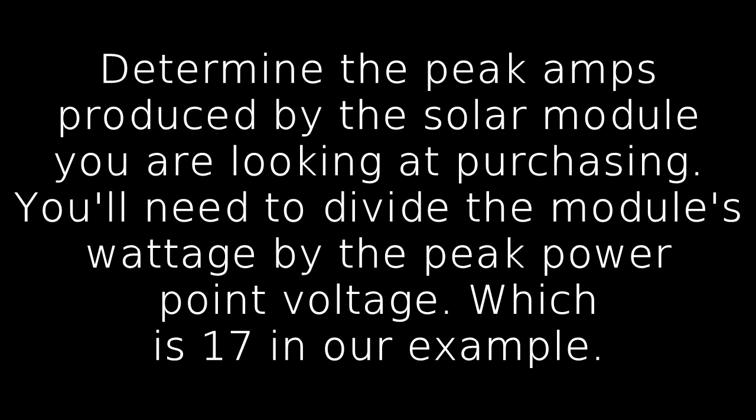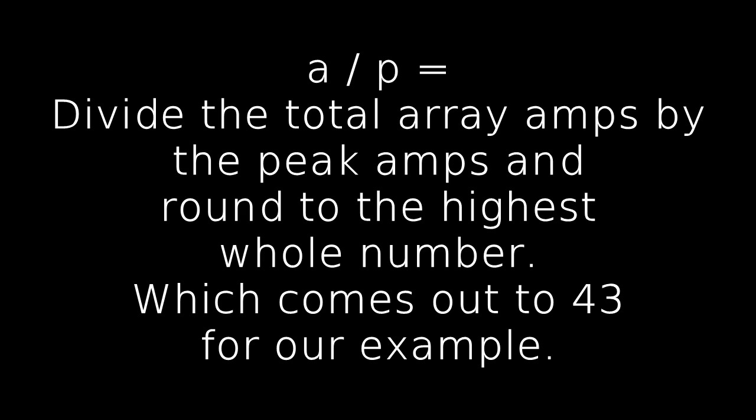Determine the peak amps produced by the solar modules that you are looking at purchasing. You'll need to divide the module's wattage by the peak power point voltage, which is 17 in our example. Divide the total array amps by the peak amps and round to the highest whole number, which comes out to 43 for our example. And this gives us the total panels needed for our home application based on the energy requirements and the solar panels that we're looking at purchasing.